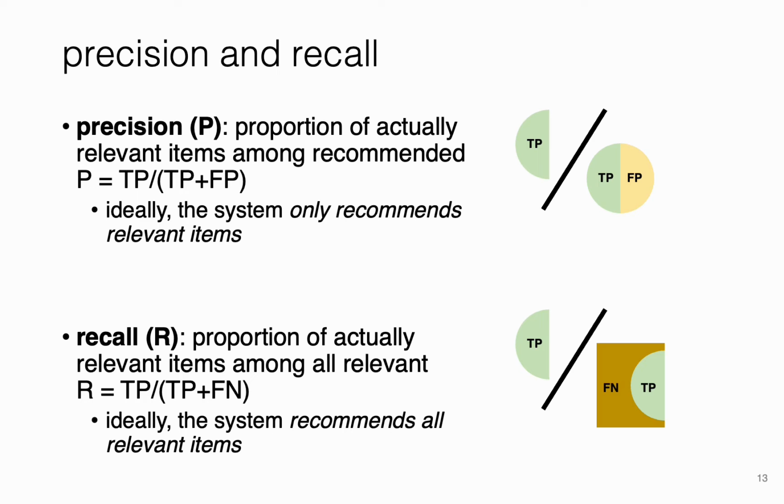Recall is the proportion of actually relevant items among all relevant items. It is the ratio of true positives over false negatives and true positives. Ideally, we want the system to have higher recall, meaning that it should recommend all relevant items. A quick question: what is the range of precision and recall? Well, they lie in the 0 to 1 interval. Convince yourselves that this is the case.